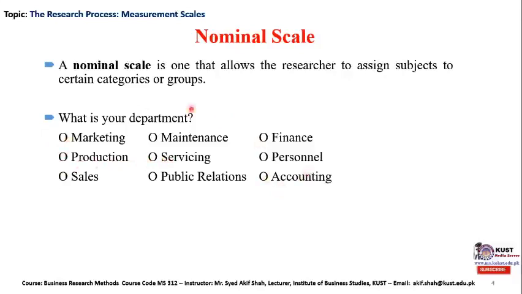So here the subject, the interviewee or the observee, can categorize herself or himself according to the options available. Let's take another example, where the researcher is interested to know about the gender proportion in the organization. So the employees can categorize themselves as either male employees or female employees. Such kind of data collection is known as nominal scale data.